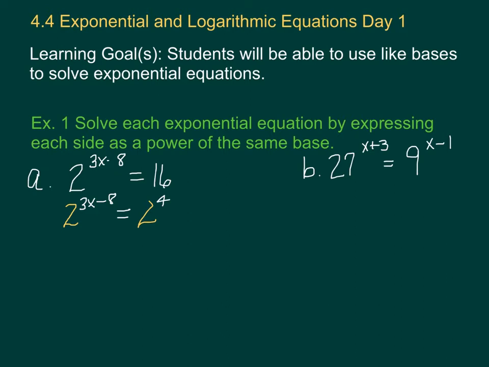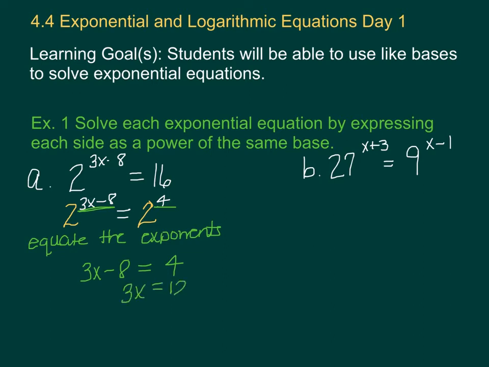Then once you have the same base, you're going to equate the exponents. So you'll have 3x minus 8 equals 4. And that's what you're going to use to help you solve for x. So this is just algebra. Add the 8 over. Divide by 3, so x equals 4.